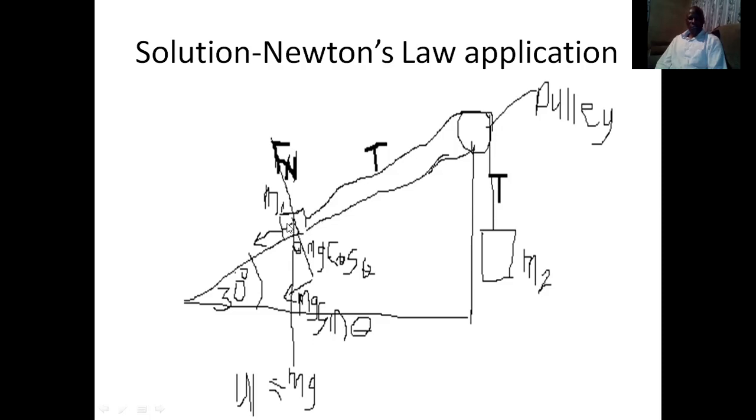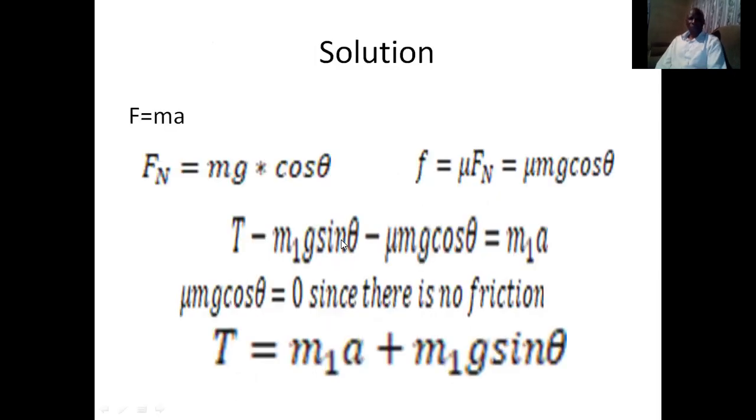So we have now two opposing forces here. We said there's one here, which is mg sine theta. This one is pulling downwards, as well as friction, which is also pulling downwards. But in our case here, we indicated that there is no friction. And so that's why we said that friction is equal to the coefficient of kinetic friction, since this object will be moving, times mg cos theta, because we said the normal force is equal to mg cos theta.